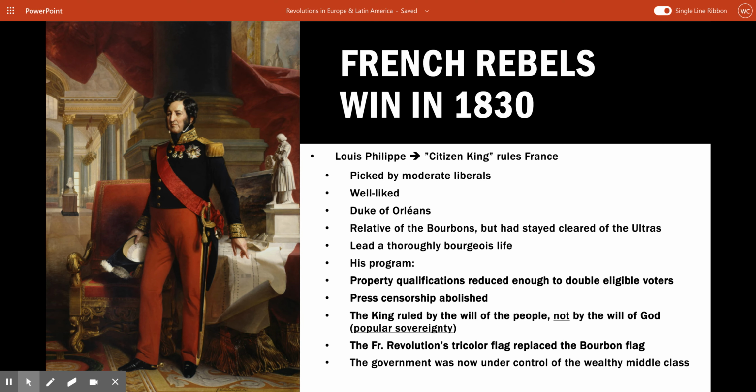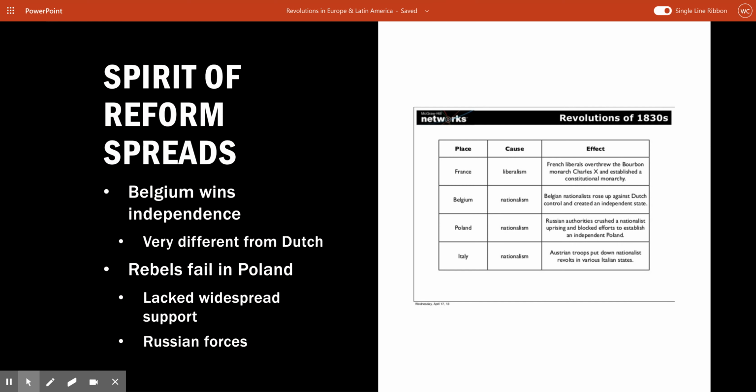And so things are going to go along pretty well with him until a little bit later on when things get a little crazy in France again. So if we look at some reforms that succeeded and some that failed during this time, or some revolutions that were successful and some that failed, Belgium was able to win their independence, right? So this is a little bit of an aside. We'll get back to France later.